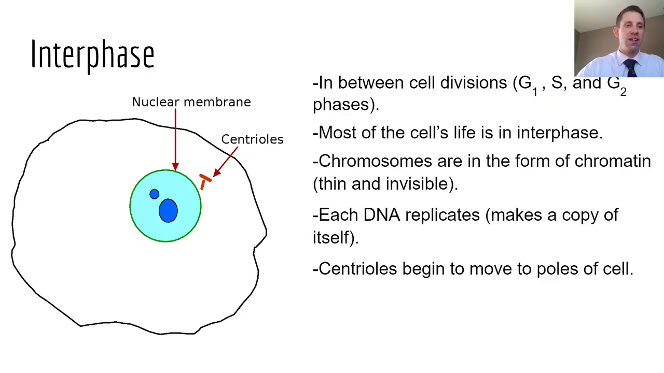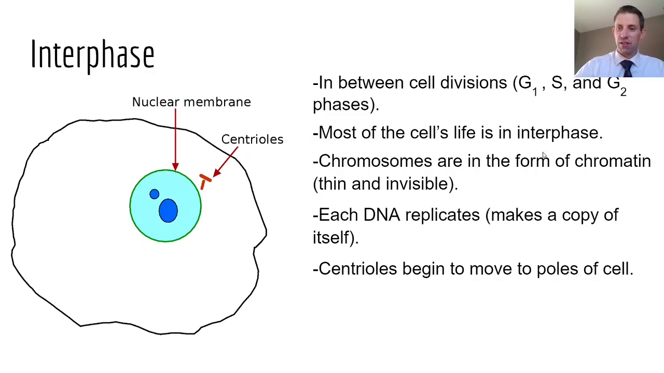So when a cell is living its life, when it's in interphase, and interphase is by far the longest phase of the cell cycle, this is when a cell is just doing its job. It's doing the things that it needs to do to survive. So for example, in the human, if it's a skin cell, it's when it's being a skin cell. If it's a muscle cell, it's when it's being a muscle cell. Longest phase, broken into three subphases.